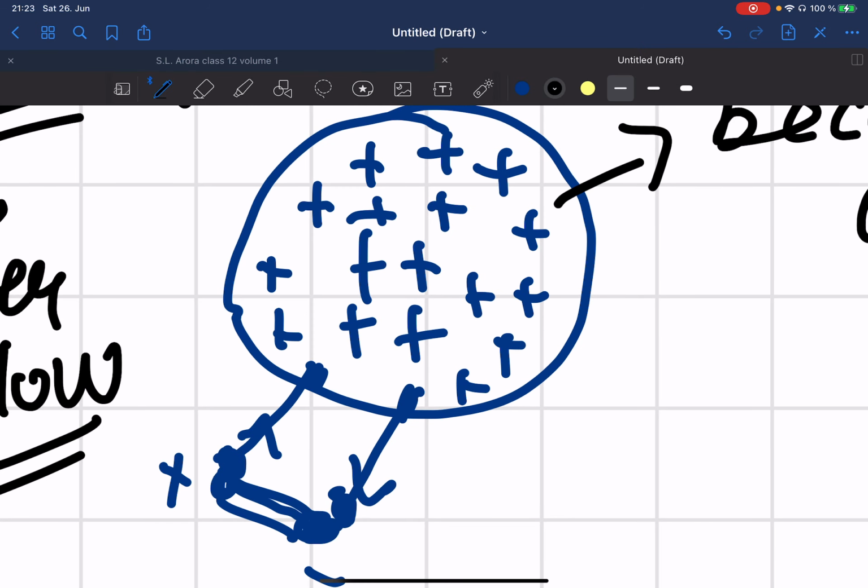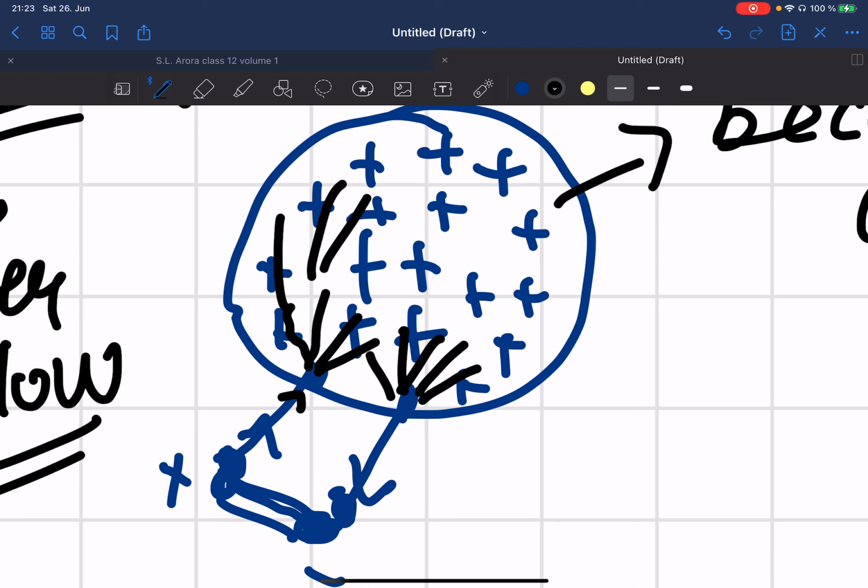Same is with the charge. When I allow the positive charge to flow, it can go here, here, here, here. The matter is that it's allowing it to flow all over, so it's very fast. It is easy to reach.